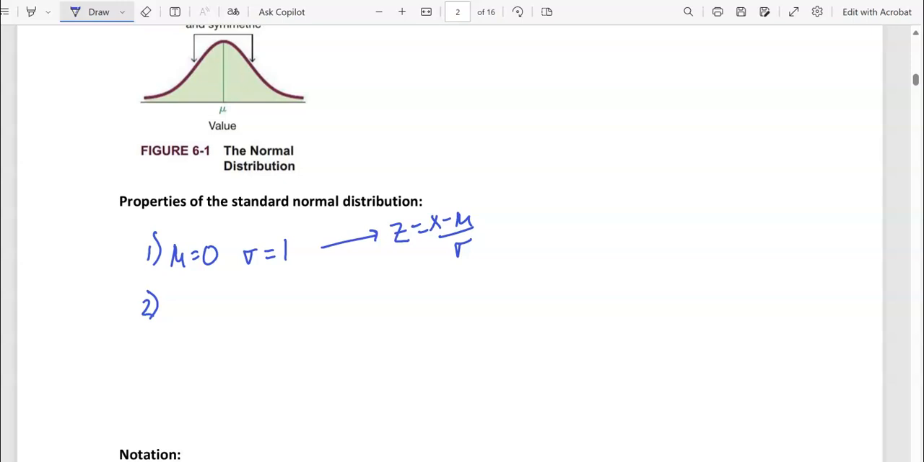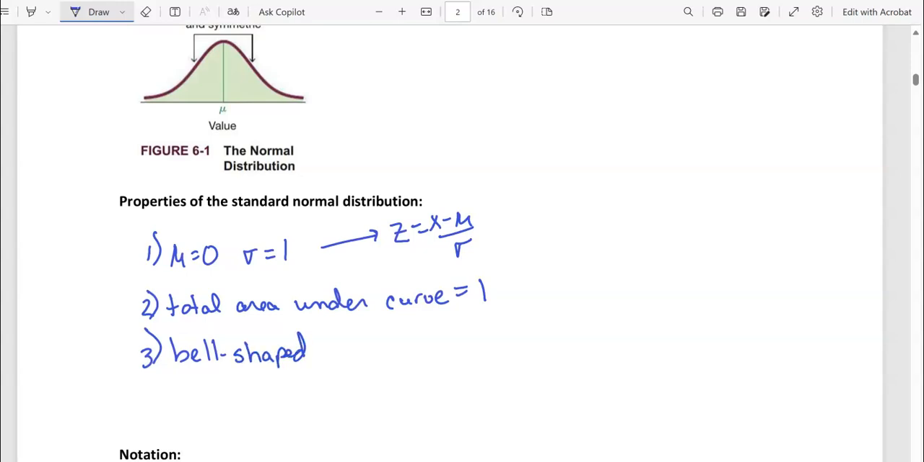Second property is really similar to the uniform distribution in that the total area under the curve has to be equal to 1. And we could prove that if we wanted to. That gets into some calculus things. Be a fun thing to ask a calculus teacher later on. And then another property is that we have a bell-shaped distribution. And it's going to be symmetric about the mean.